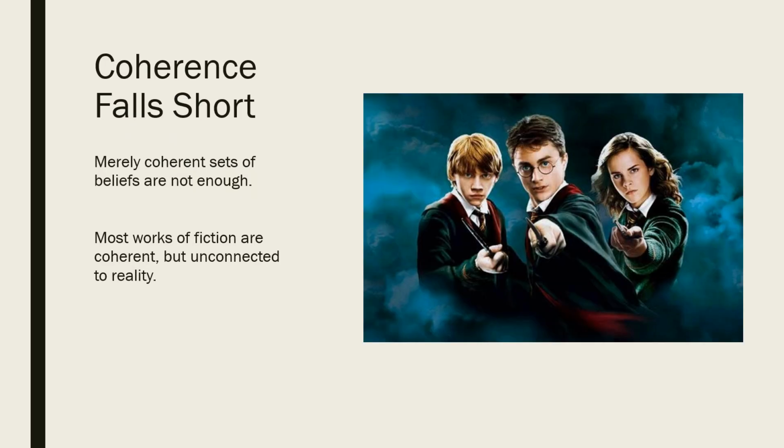Coherence itself falls short of providing adequate justification for the beliefs that we have. And that's just because of the simple fact that many coherent sets of beliefs can be coherent without being connected to reality. Things like works of fiction can be fully coherent in the sense that each of the statements doesn't conflict with one another. They don't contradict themselves, right? The story of Harry Potter is totally coherent. You can understand it. There's no parts where it's like, hey, this is just impossible, right?